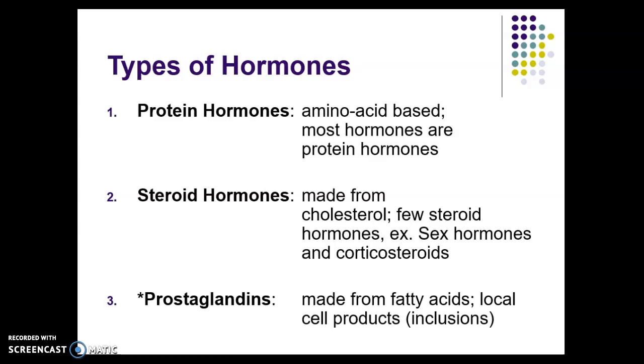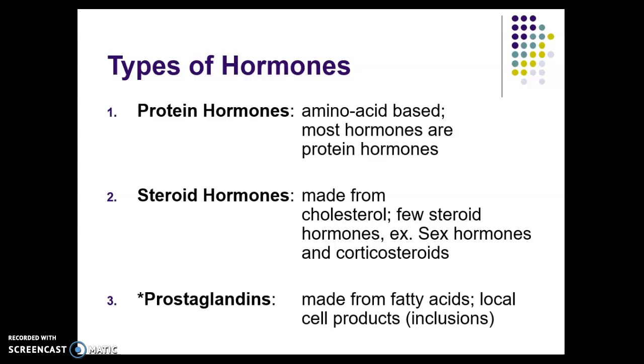And then the third semi-class of hormones are called prostaglandins. And those are local hormones. So I like to think about prostaglandins like local produce, okay? When you go to a farmer's market, you're eating food or products that were grown locally in your community, and then people consume them locally in their community.